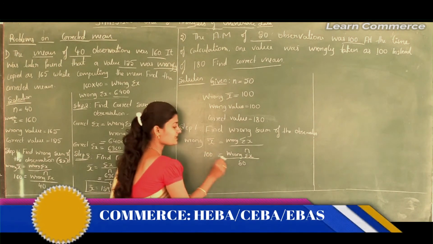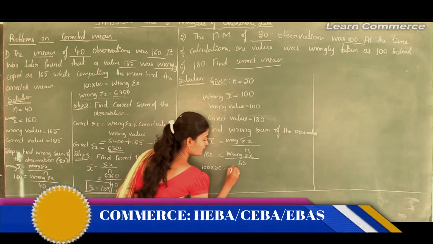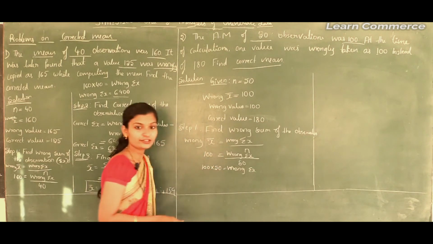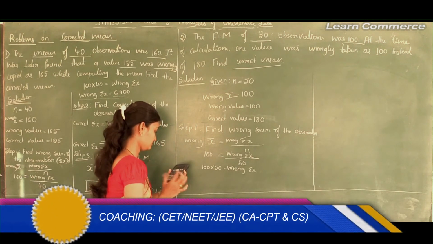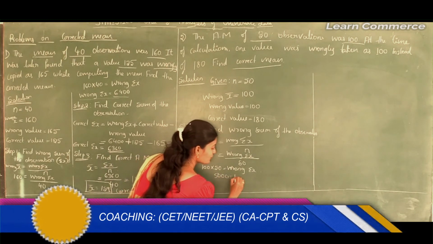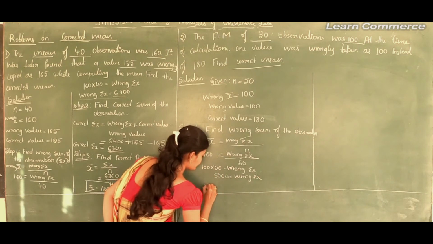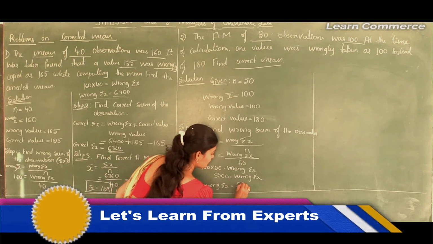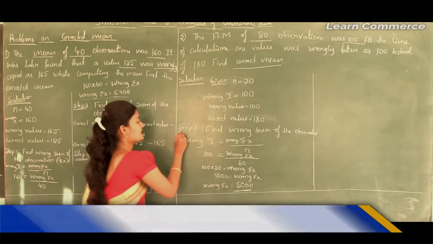Next I will cross multiply: 100 into 50 is equal to wrong summation x. Here 100 into 50 is 5000. This is equal to wrong summation x. So here wrong summation x is 5000. We got the wrong summation x, 5000, in step 1.